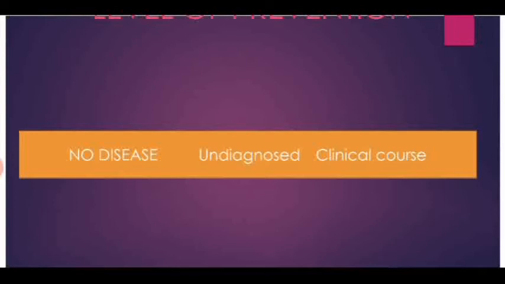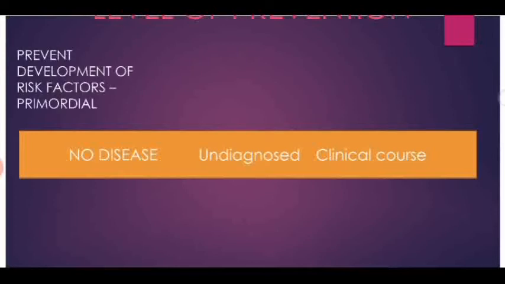What is prevention? Prevention is the action which helps in eradicating, eliminating or minimizing the impact of disease and disabilities. So there are mainly four types of prevention: primordial, primary, secondary and tertiary. So let's see one by one. First one is primordial. In primordial prevention, we prevent the development of risk factors. So in primordial, there is an absence of risk factors and we have to prevent the development of risk factors.